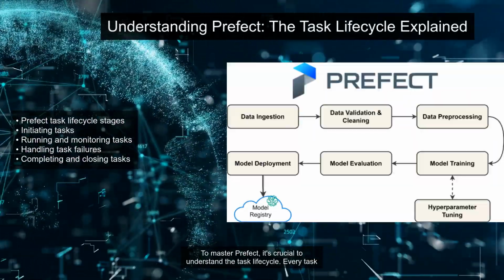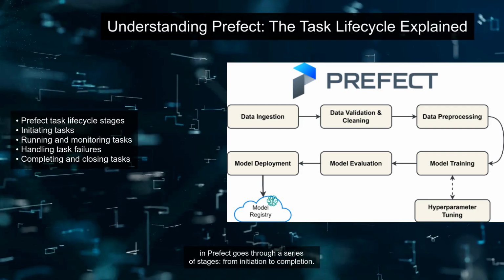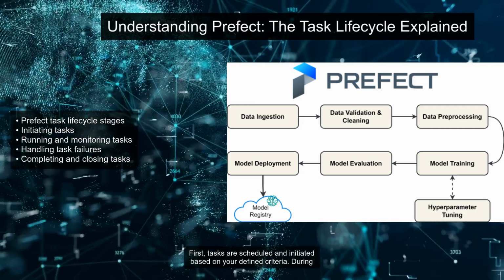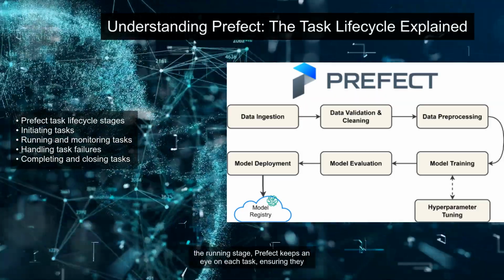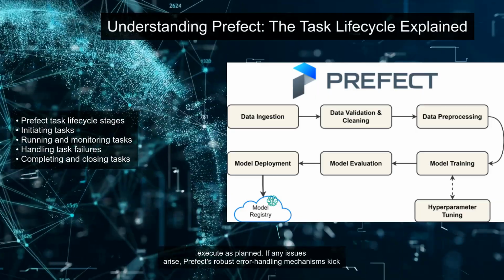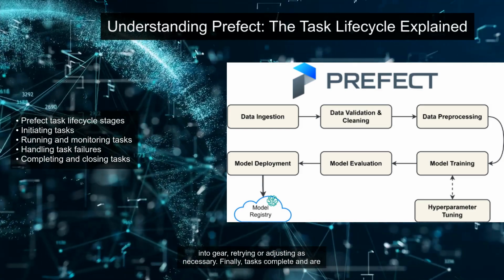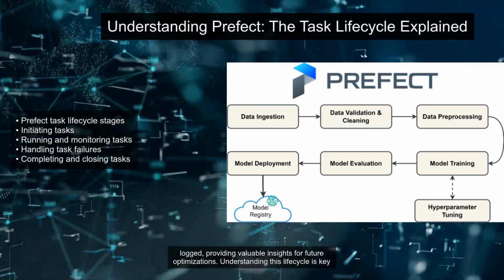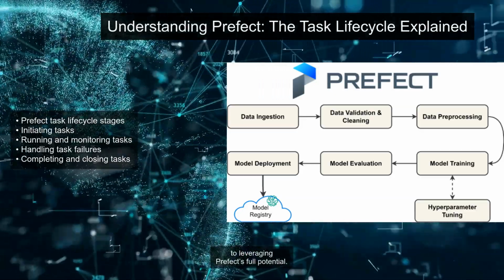To master Prefect, it's crucial to understand the task lifecycle. Every task in Prefect goes through a series of stages, from initiation to completion. First, tasks are scheduled and initiated based on your defined criteria. During the running stage, Prefect keeps an eye on each task, ensuring they execute as planned. If any issues arise, Prefect's robust error handling mechanisms kick into gear, retrying or adjusting as necessary. Finally, tasks complete and are logged, providing valuable insights for future optimizations. Understanding this lifecycle is key to leveraging Prefect's full potential.